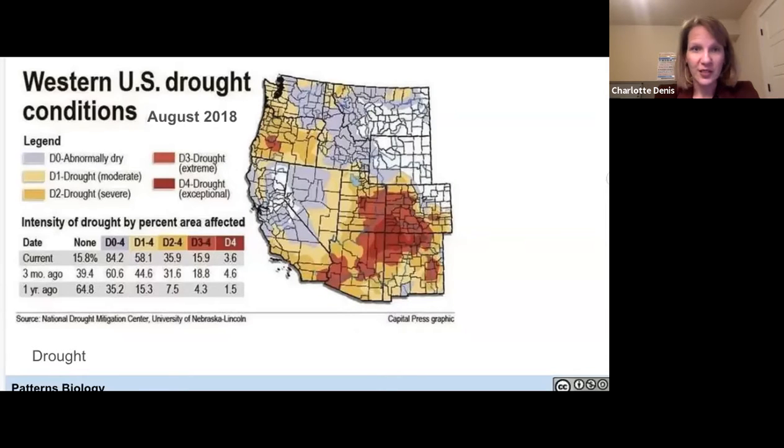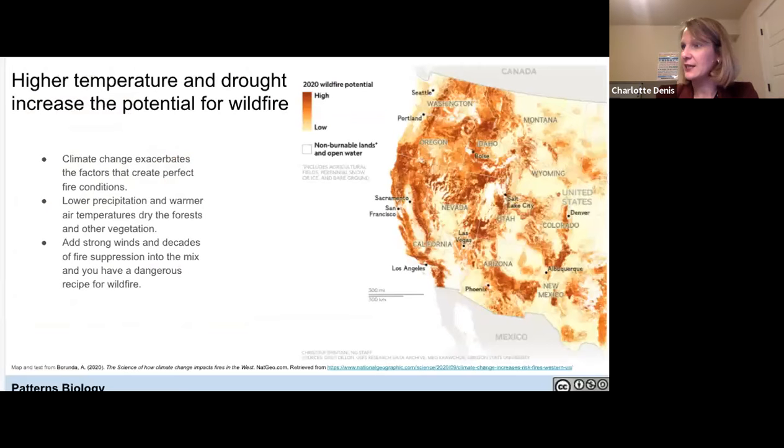So drought, of course, is another effect of climate change. We have some data about drought from 2018, and then combining higher temperature and drought, of course, increases the potential for wildfire. So this helps students get to our major phenomenon, which is that wildfire risk is being worsened by climate change.